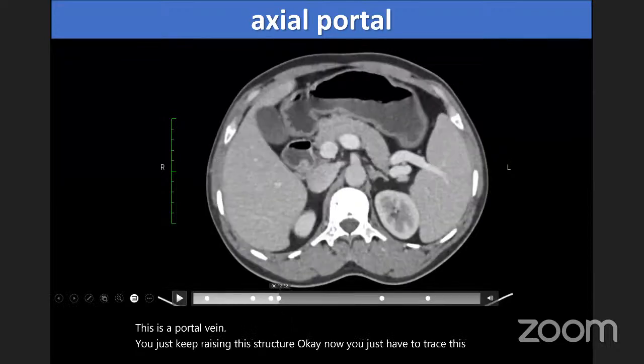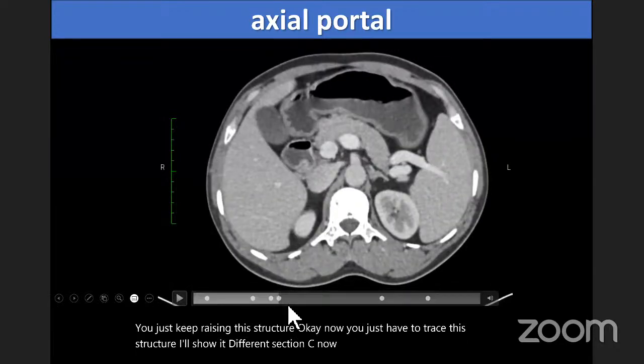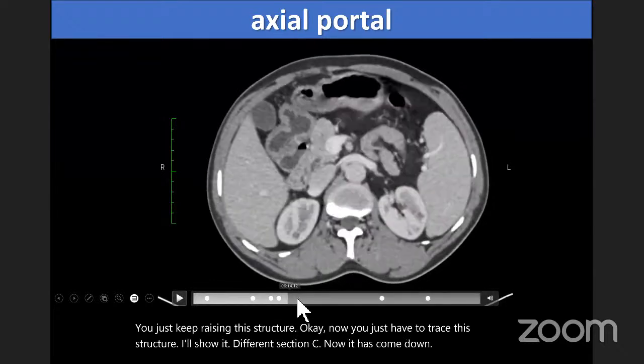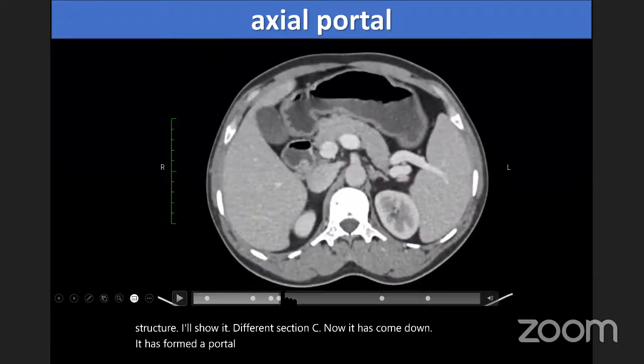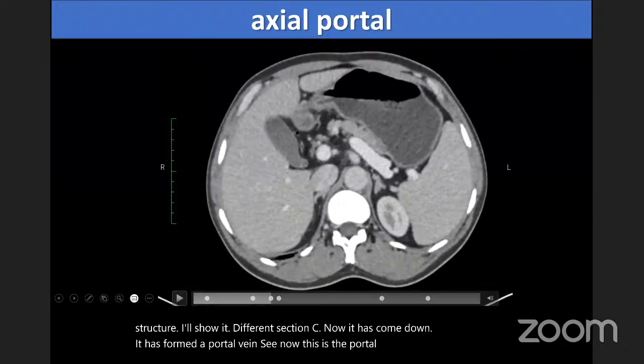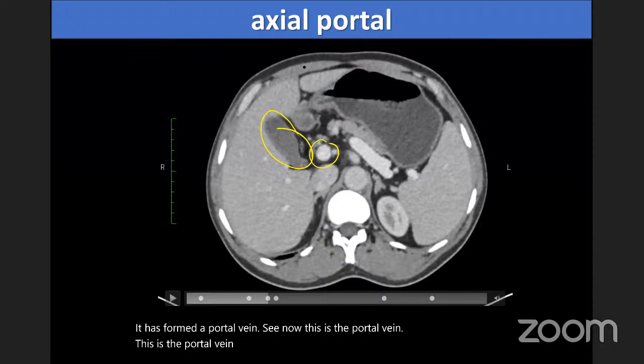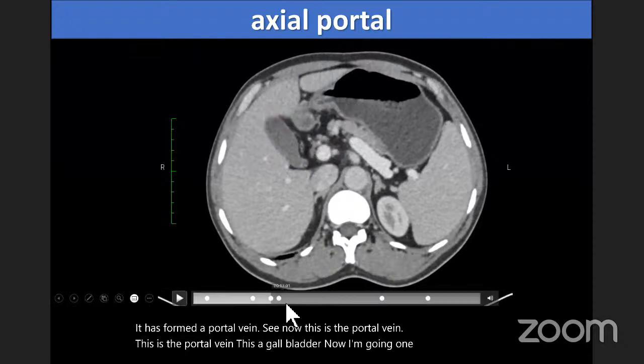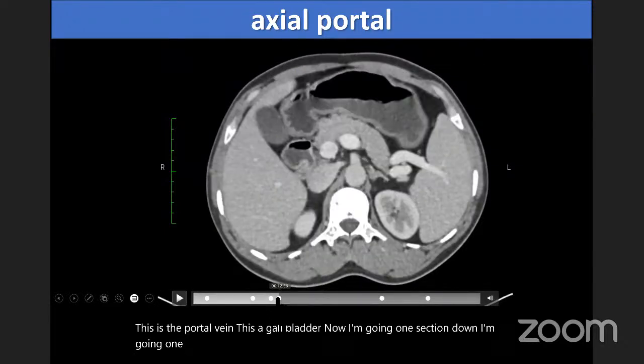I'll show a different section. See, now it has come down. It has formed a portal vein now. See, so this is the portal vein. This is the portal vein. This is the gallbladder. Now I'm going one section down.